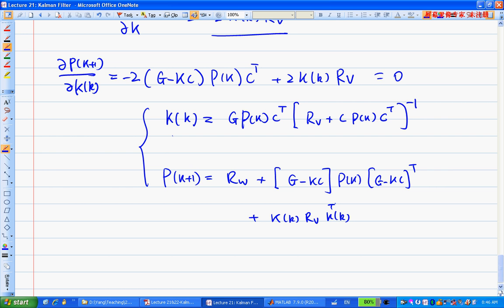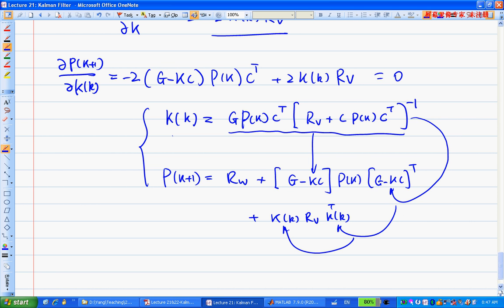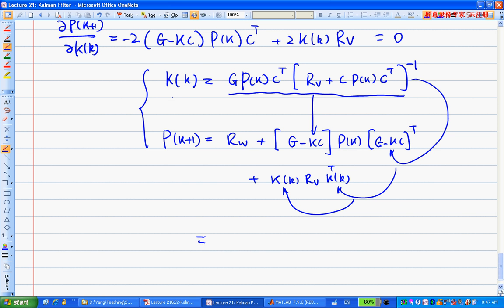Okay, plus this, and this one here you can actually simplify a little bit. Because we obtained our optimal gain K, if we substitute this one into here, here, and here, we can do a little simplification. Again, it's algebra, so that P of k plus 1 can be simplified as this: RW plus G minus K C by P of k and G transpose. That can be simplified as this one here.